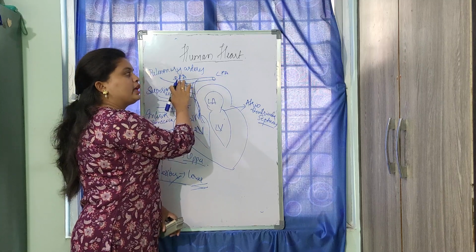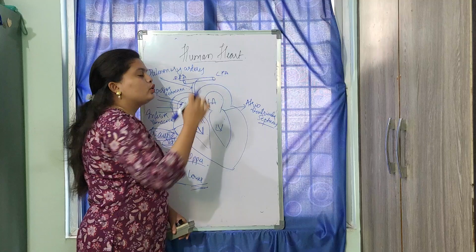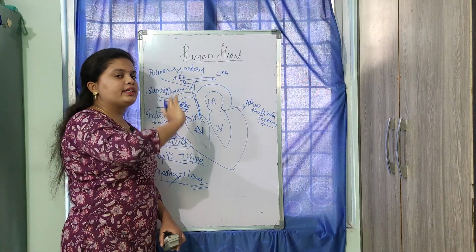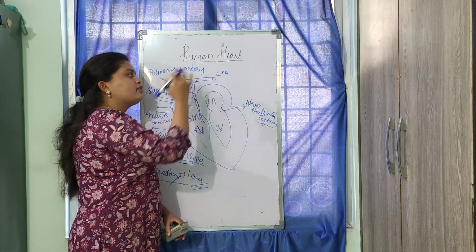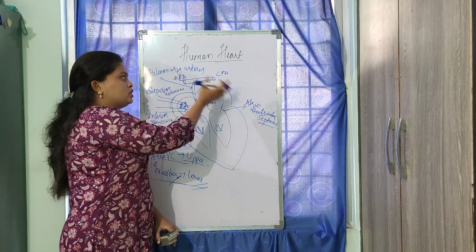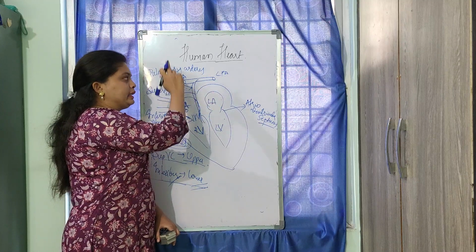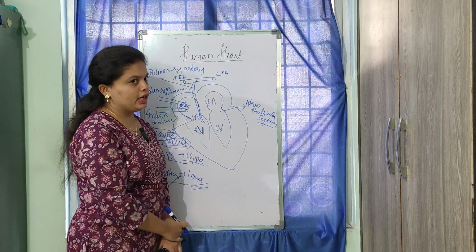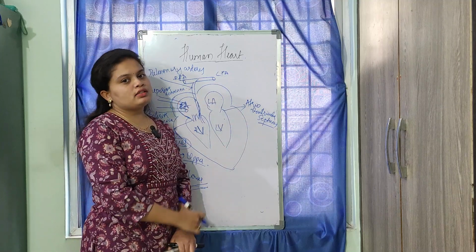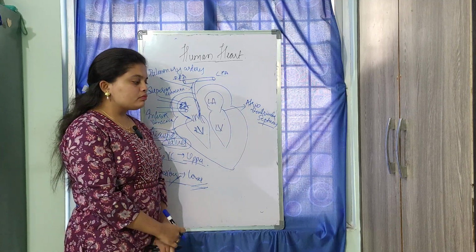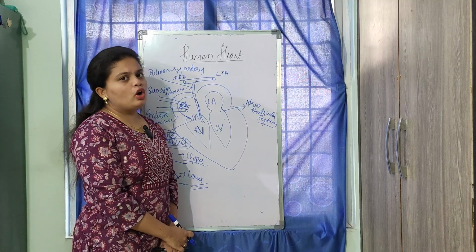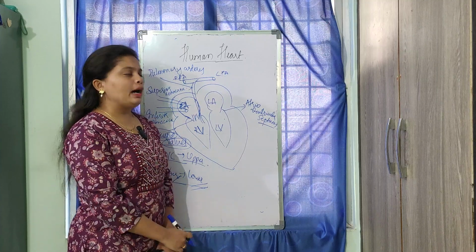This one will go to the right lung, this one will go to the left lung. As you know, we have right and left lung, both will receive the deoxygenated blood from this right pulmonary artery and left pulmonary artery. And the lungs are the place where the oxygenation of the blood is going to happen.